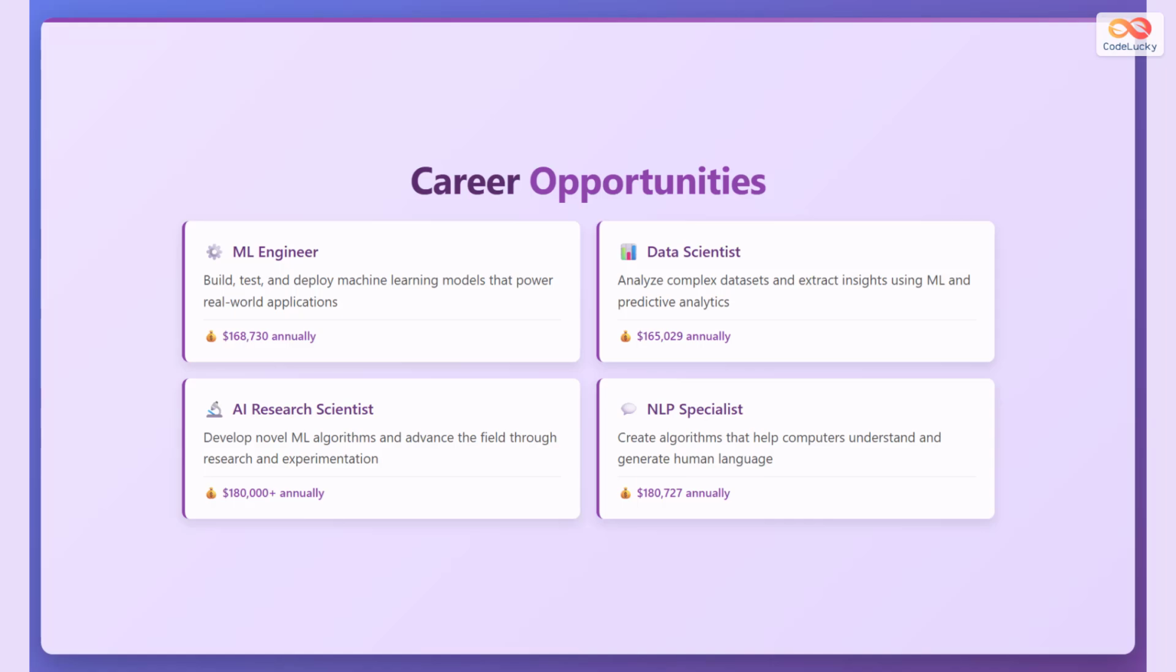Artificial intelligence research scientists develop novel algorithms and advance the field through groundbreaking research, earning over $180,000 annually. Natural language processing specialists create algorithms that help computers understand and generate human language, earning around $180,727 yearly. These high-paying positions reflect the growing demand for machine learning expertise and the shortage of qualified professionals in the field.